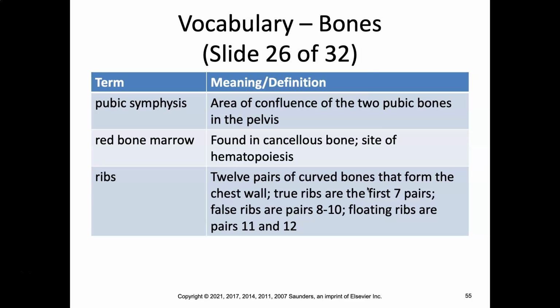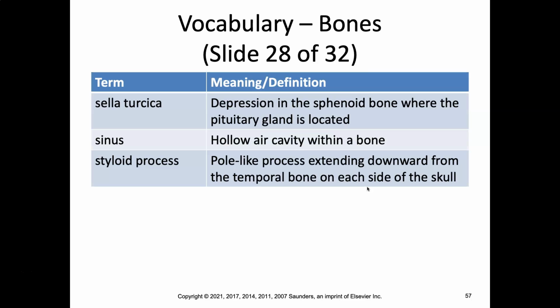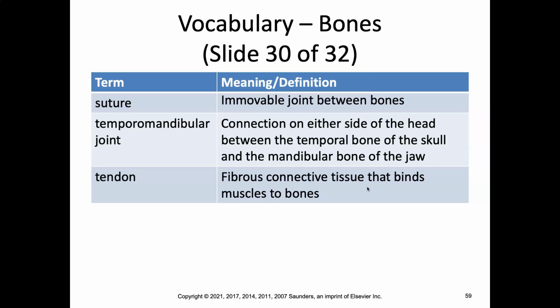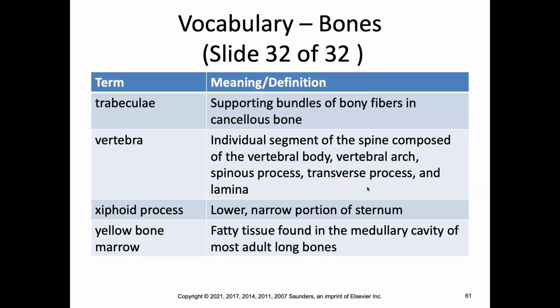And it talks here about ribs that you have true ribs for the first 7 pairs, false ribs are pairs 8 through 10, and floating ribs are pairs 11 and 12. Take a look at your book. It may explain that a little bit further about why they call them true, false, and floating. Sella turcica, sinus, styloid process, suture, temporomandibular joint, TMJ, tendon, trabeculae, vertebra, xiphoid process, yellow bone marrow.